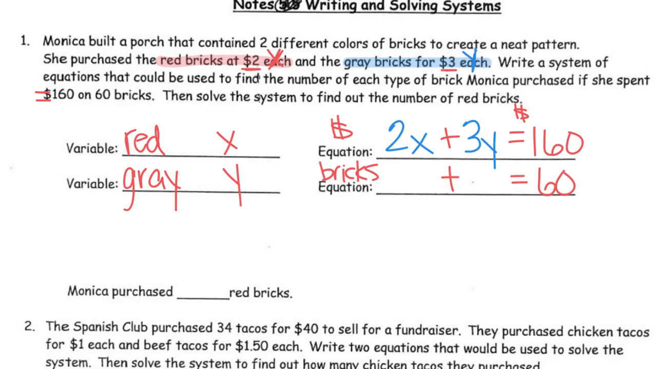So $2 again, like maybe we bought 50 red bricks, so 2 times 50 would be $100, and then maybe I bought 20 gray bricks, so 20 times 3 is 60. Put them together, you get 160. Okay. Now this is the tricky part. If we bought 60 bricks, what kind of bricks could we buy?